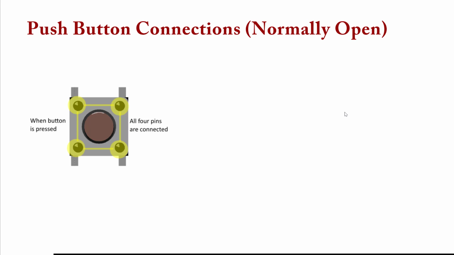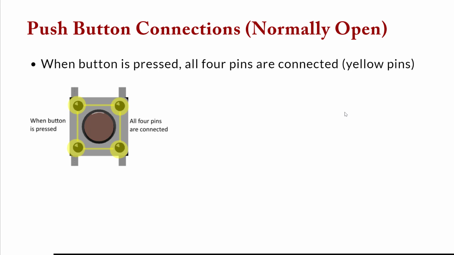When you push the button, all four pins across the entire button are now electrically connected. What this means is that you have bridged the circuit in this diagram from the right to the left, and therefore you can turn a light on or send a signal to the microcontroller or whatever it is you need.